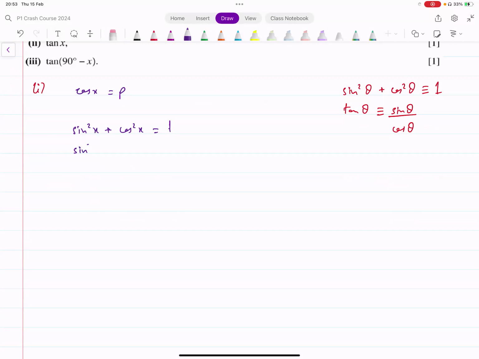Now, in place of cos square x, we can put p square, that equals 1. And then take p squared to the right side, and it becomes sine square x equals 1 minus p squared. You can now take square root on both sides, and that gives you sine of x equals square root of 1 minus p squared. But remember, whenever you take square root, you always have to put plus minus, unless there's a reason not to.